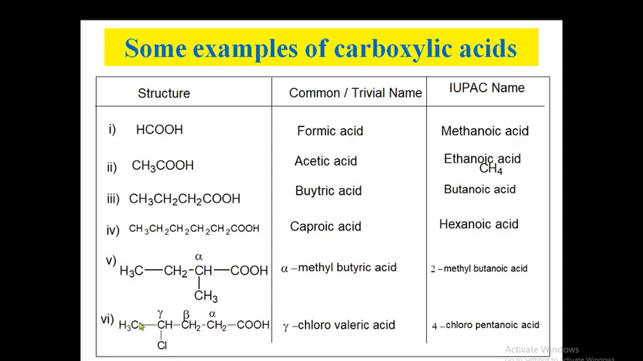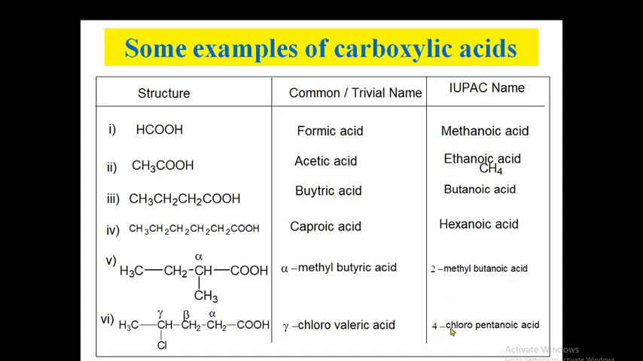Now suppose you have this compound. What will be its common name? This is the carboxylic acid functional group. Now it becomes alpha, beta, gamma. At the gamma position, chlorine is present, and therefore the name will be gamma chloro. With 5 carbons present, it's gamma chloro valeric acid. So valeric acid is the common name for a 5 carbon containing carboxylic acid.